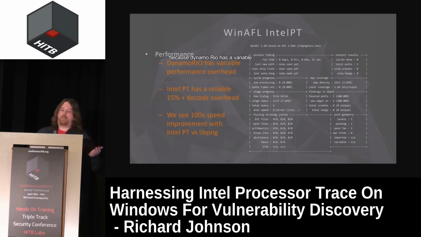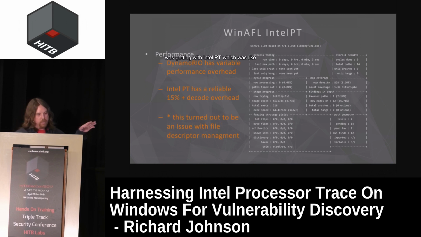Except there are some gotchas, because DynamoRIO has variable performance depending on how much code it has to disassemble and what it takes to bring that process online under the DBI, whereas Intel PT has a reliable 15% decode overhead. So I decided, okay, they use a GDI Plus wrapper, why don't I use libpng or something? And naively just wrote a simple PNG parser, and I was like, what the hell? This went down to half an execution a second versus what I was getting with Intel PT, which was like 64 executions a second. That seemed weird, so I pinged Ivan and said, hey, that doesn't seem right. That's a 100 times performance difference.